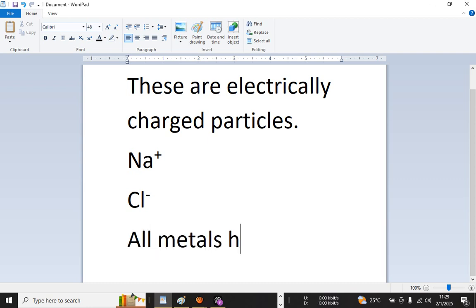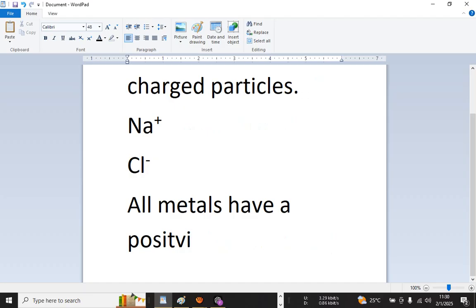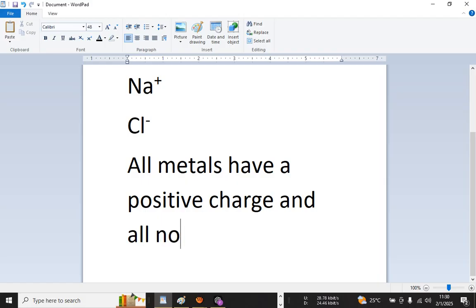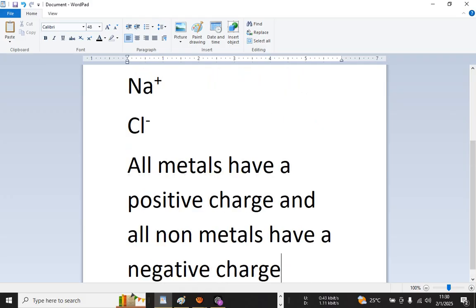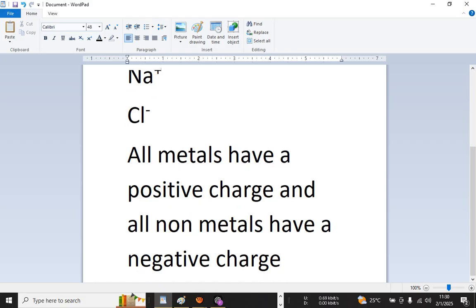all metals have a positive charge, and all non-metals have a negative charge. So that may be your first main aim, to understand that all metals have a positive charge while all non-metals have a negative charge. A negative charge is like this you are seeing on chlorine, and the positive is that one on sodium.